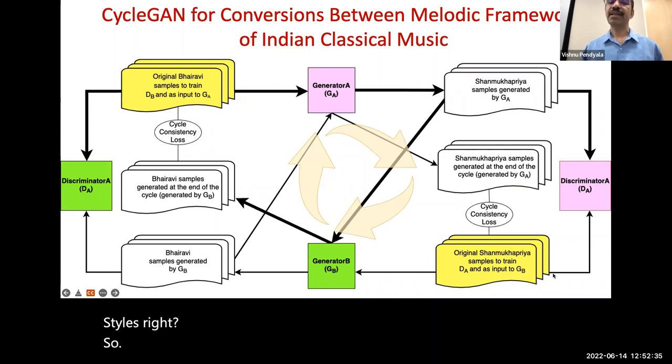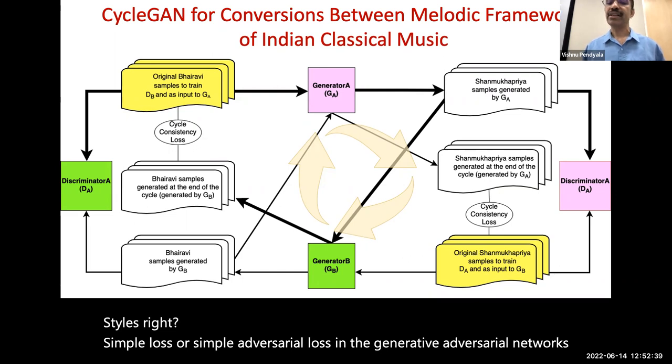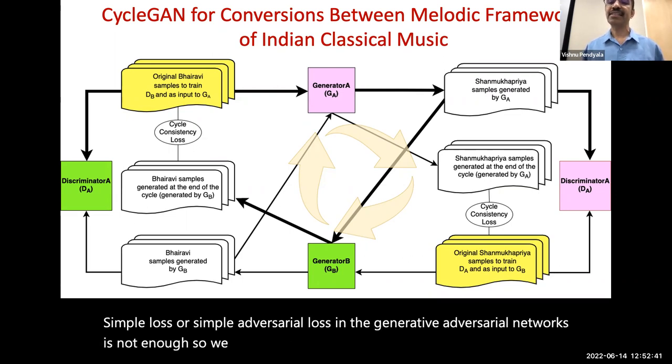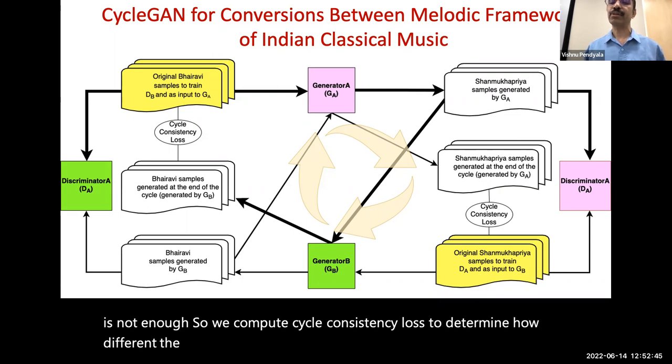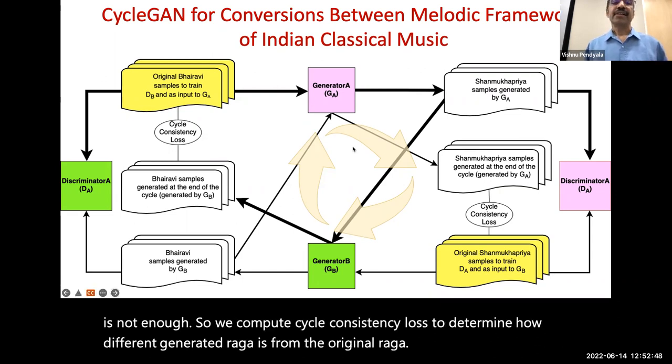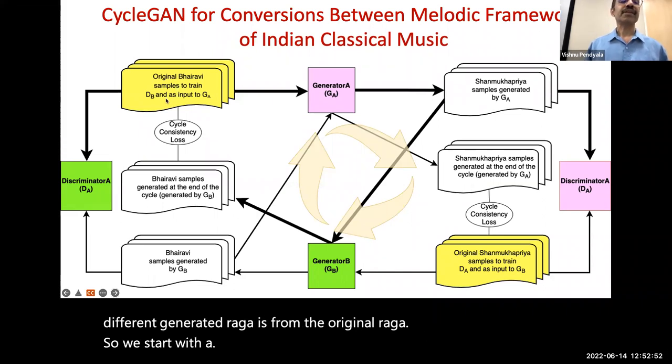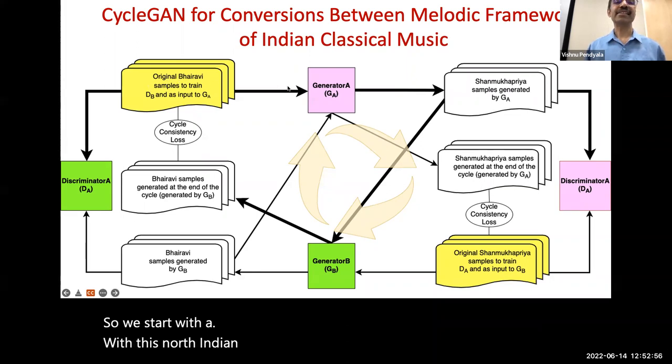So a simple adversarial loss, like in generative adversarial networks, is not enough. So we compute cycle consistency loss to determine how different the generated raga is from the original raga. So we start with this North Indian raga, the thick lines.